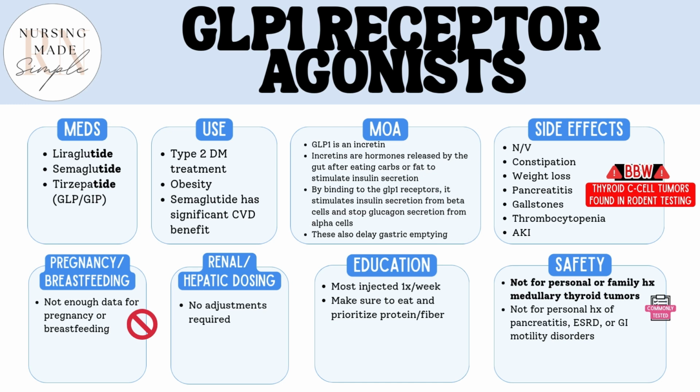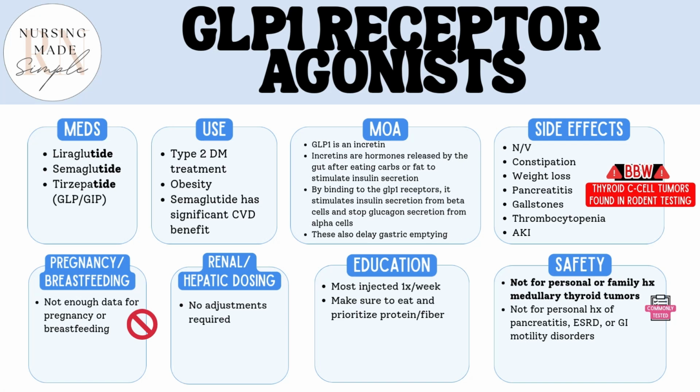So they work by using GLP-1, which is an incretin. Incretins are hormones released by the gut after eating carbs or fat to stimulate insulin secretion. So by binding to the GLP-1 receptors, it stimulates insulin secretion from beta cells and stops glucagon secretion from the alpha cells. And it also helps by delaying gastric emptying. That's a big factor for weight loss because if everything is moving through the GI system slower, the patient is going to feel fuller for longer and eat fewer calories, therefore aiding in weight loss.